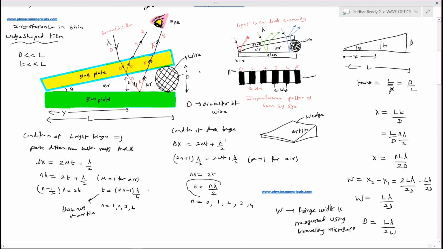Okay, this is about the interference in the thin wedge-shaped film. The wedge-shaped film is air. It can be even some liquid. In that case, the mu of the liquid you are going to add here. Since the wedge-shaped film was air, mu has become 1. If some other liquid comes, you bring that mu into the picture.